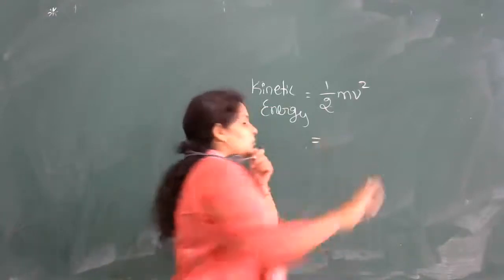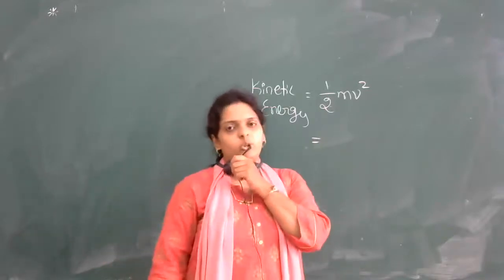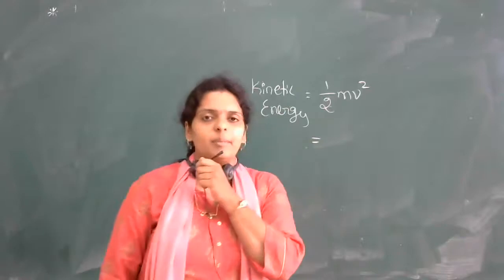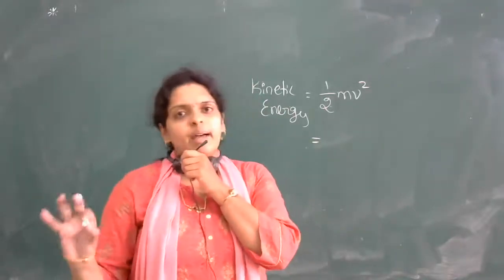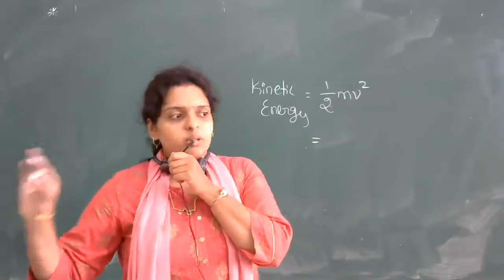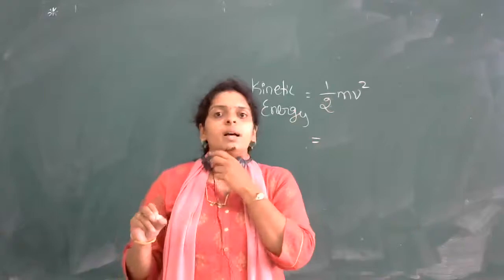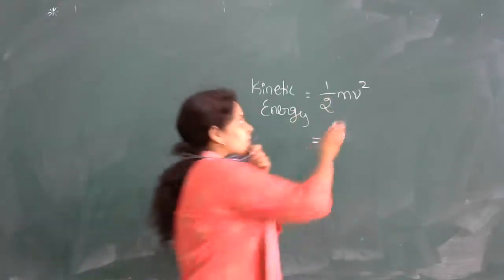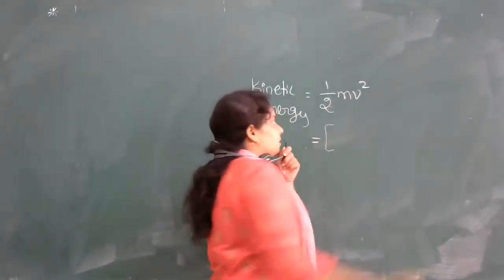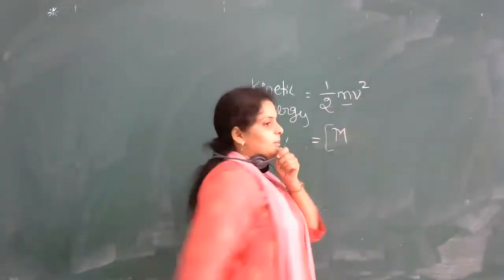Whatever numbers are there, 1 by 2 or 2, 3, whatever numbers come in the physical quantity, those numbers don't have any dimensional formula. Are you getting? Such numbers don't have any dimension formula, so we will leave them. We will come only for our MLT terms. So here we have mass, therefore I'll write it as capital M.